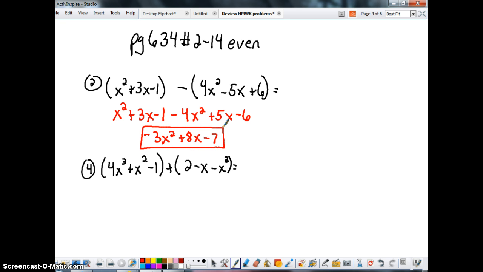Number 4 is a little bit easier because there is not a minus sign, so we just have to combine together like terms. You always start with the highest exponent, which is also the degree. Here it's x to the third. There are no other x to the third, so we have 4x to the third right now. From there, I'm going to do x squared plus a negative x squared, so they really just cancel each other out, so they're gone. Then I have a minus x, and then negative 1 plus 2 is going to give you a plus 1.